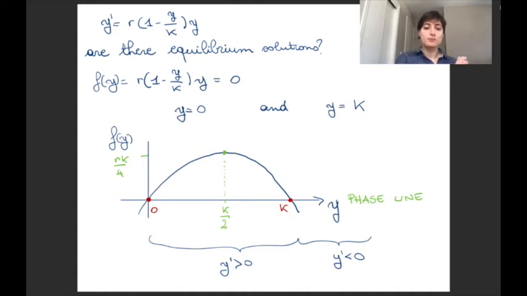That means that from 0 to k, the first derivative of y is positive, and if you are over k, then the derivative of y is negative. But when you write things like this, you are talking about y as the phase line.